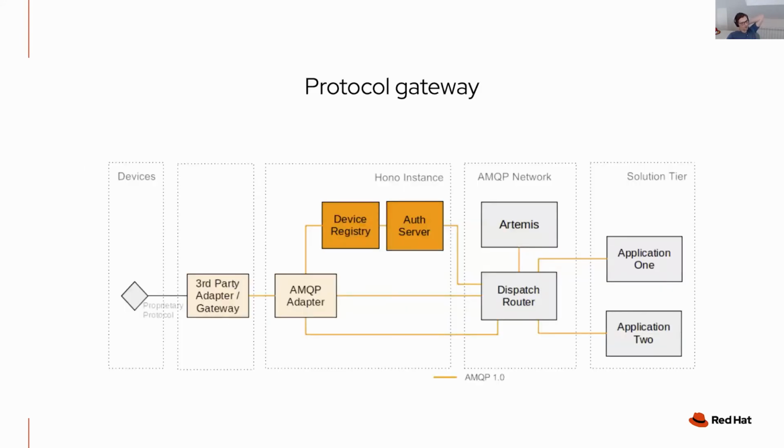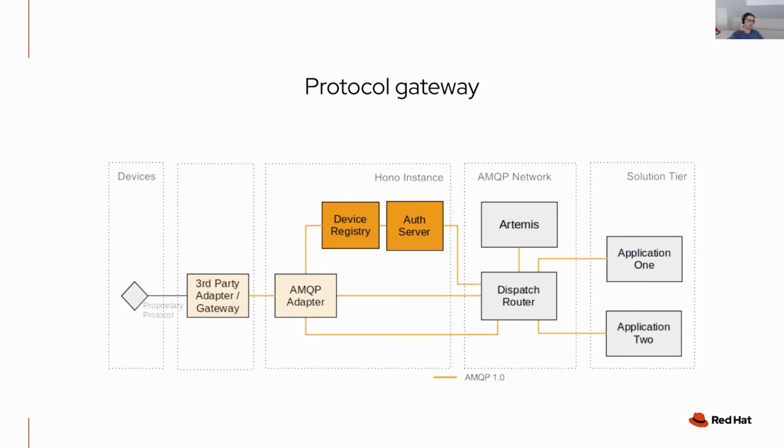On the other hand, we also need to do more work on the internal Hono architecture to provide more flexible communication between the Hono internal components in order to better support edge use cases. So this was the use case where we wanted to talk about having the IoT solution also deployed on the edge and having the proper architecture for that.